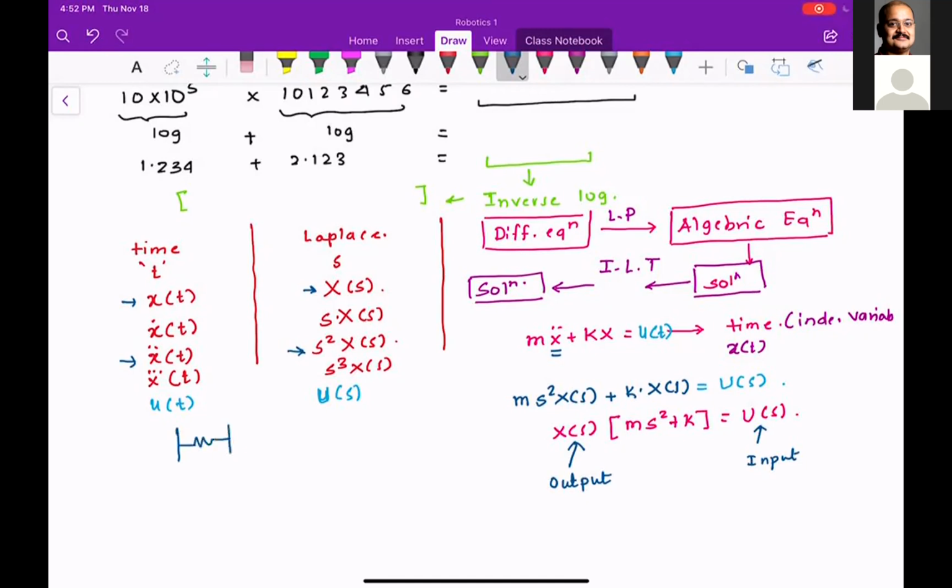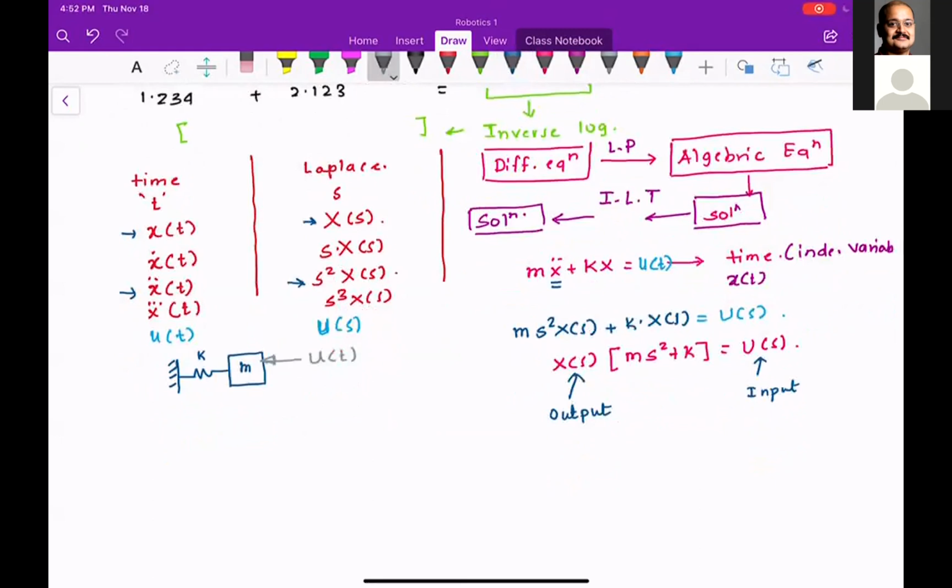Let me show you in the physical system how these things happen. You have stiffness K, you have mass M, and you have an external force u of t acting on the system. If you look at this expression, you have m x double dot, which is the inertia force, k x, which is the spring force, and the summation of forces is equal to the external force that is applied. After you take the Laplace transform, you have a very simple expression: x of s times (m s square plus k) is equal to u of s. And this u of t could be sine omega t, which would be a sinusoidal excitation, or it could be a ramp function, or a step function.